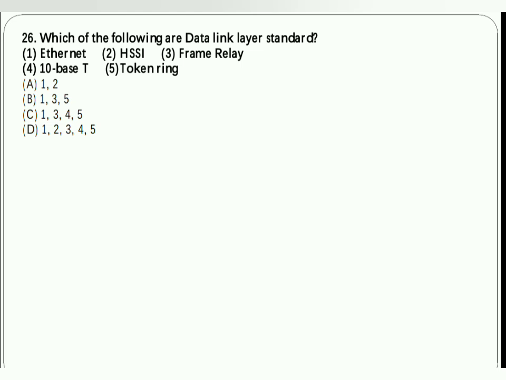Which of the following are data link layers: standard Ethernet, HSSI, frame relay, 10-base-T and token ring. Here the options are given and we have to find out which are data link layer standards. Ethernet provides services up to and including the data link layer, and HSSI, high speed serial interface, works in the physical layer.